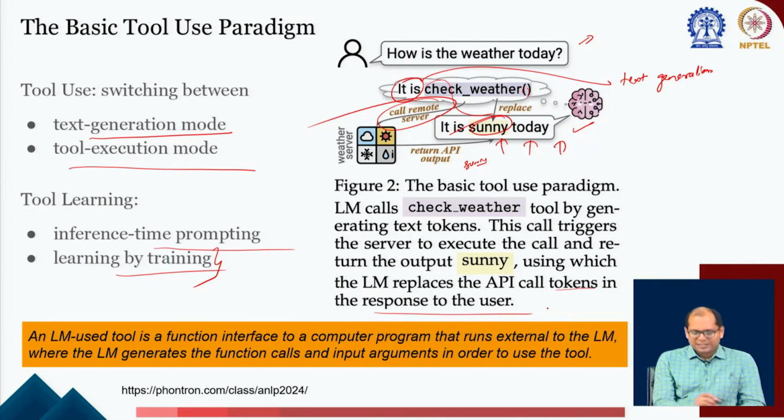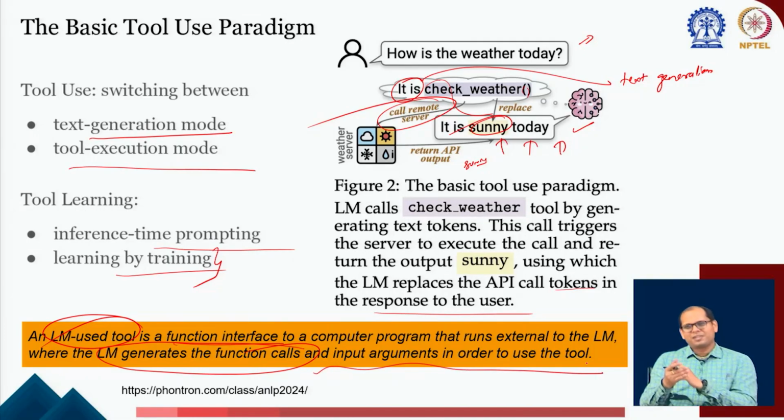In general, what I can say is that an LM used tool is a function interface to a computer program, a separate program that runs external to the LM. It is not internal to the LM; the LM will just call it. So, LM generates the calls. It generates tokens, and it can also generate the call. That is one of the very interesting ideas: if an LM can generate tokens, it can also generate a function call. Once it generates a function call with all the arguments and parameters required to use the tool, it fetches the output and uses that to replace in its current generation.